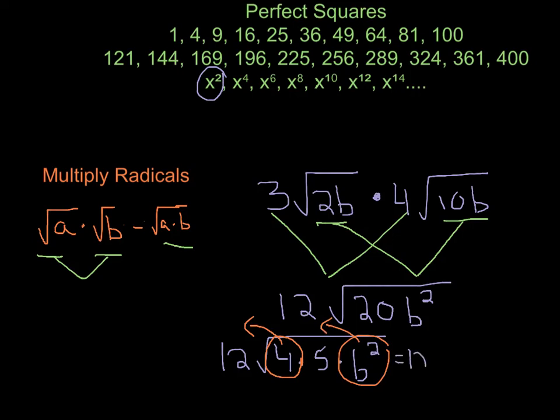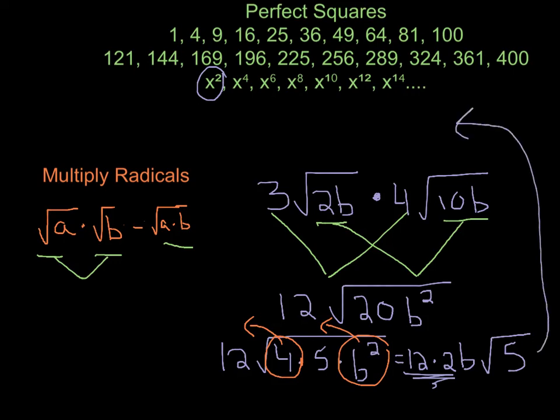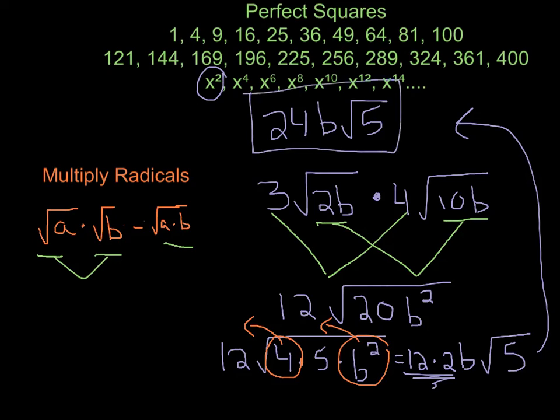So I have 12 times the square root of 4, which is 2. The square root of b squared is b. The square root of 5 is the only thing left over. One more step, and that's just to multiply 12 times 2. So let's write my final answer up here. 12 times 2, I've got 24. b square root of 5 is my final answer.